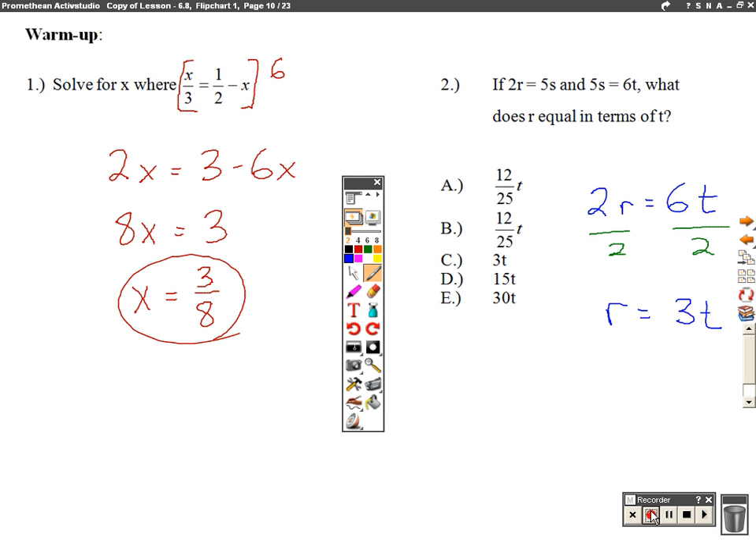Alrighty, so for number 1, you should get 3/8 for x after you multiply through by the LCD of 6. And number 2, since both 2r and 6t are equal to 5s, you can set them equal to each other. We are asked to solve for r in terms of t, so I need to get r by itself. I undo this multiplication with division, dividing both sides by 2. You get r is 3t. So letter C would be your answer.